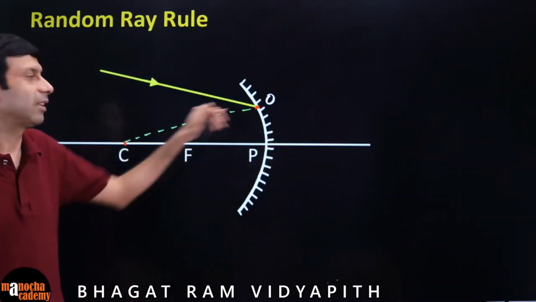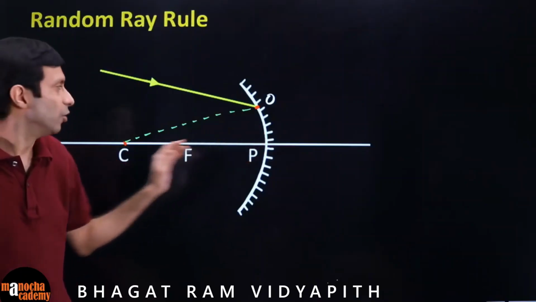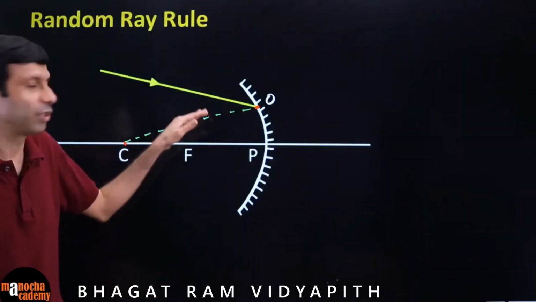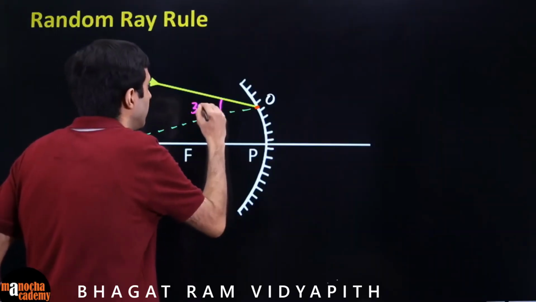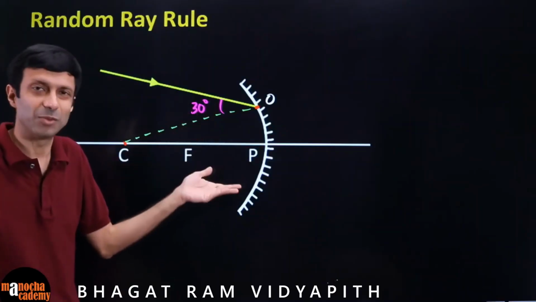Why? Because this is like the radius, so once again it's perpendicular to the tangent drawn over here. So this is my normal, and now you can easily draw the reflected ray. First you measure the angle of incidence. Let's say this angle turns out to be 30 degrees. Now you draw the reflected ray, which makes an angle of 30 degrees with the normal.